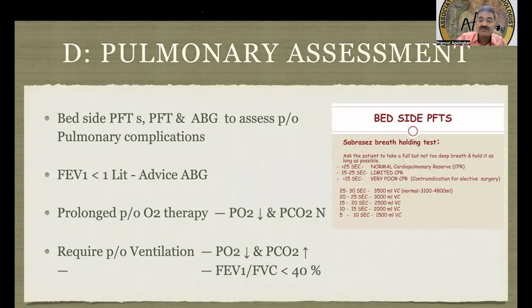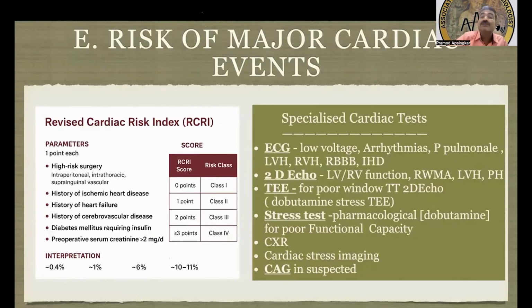But if it is associated with hypoxia and hypercarbia, and if the FEV1 and FVC are less than 40%, these patients require post-op ventilation, a very high chance of requiring post-op ventilation and associated complications, and mortality may be more than 10%. These patients, as I have already told you, are more prone to biventricular failure.